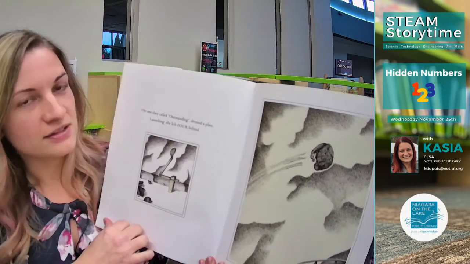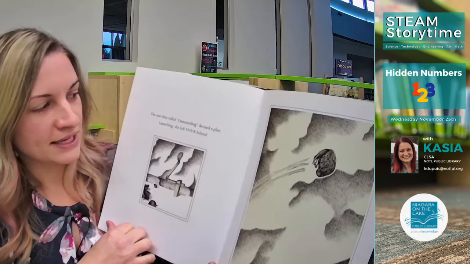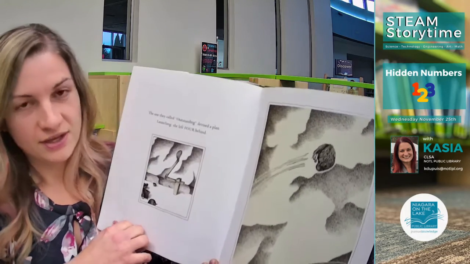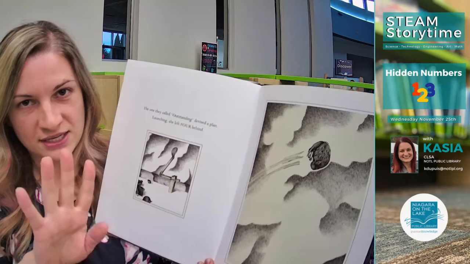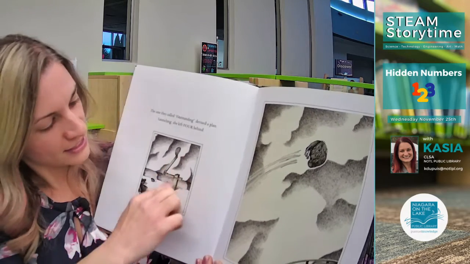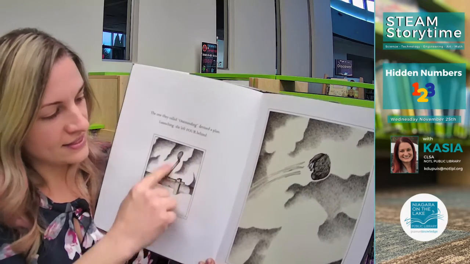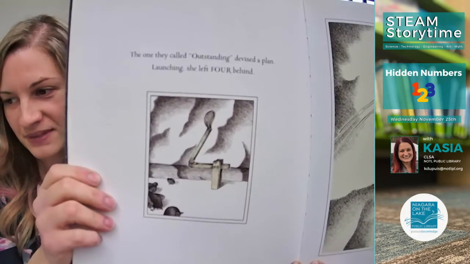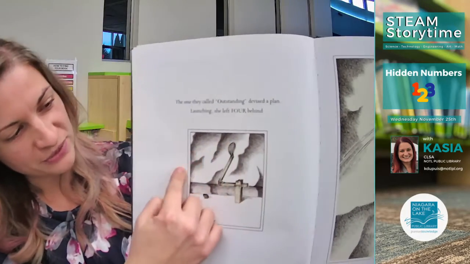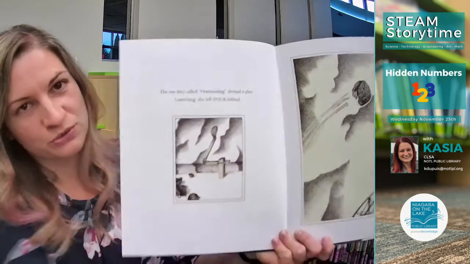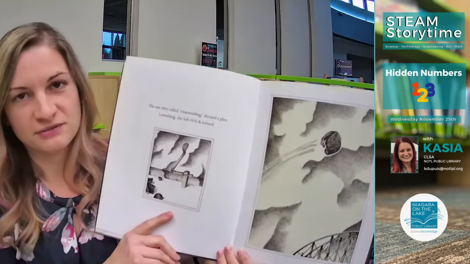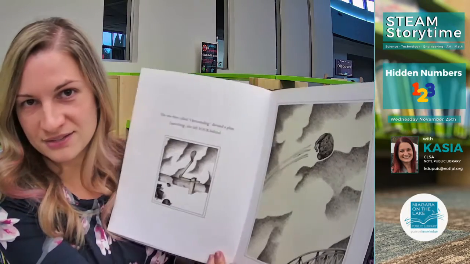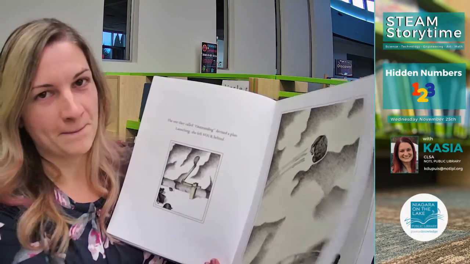The one they called Outstanding devised a plan. Launching, she left 4 behind. So 5 take away 1 is 4. And look, there's a 4 right there. And that 4 is actually a catapult. Can you see that up close? So this part here would go backwards and the bird would get in it and it would shoot the bird over the river, just like that. Actually, that would be a cool scheme to make. Steam Storytime, we can make catapults one day.